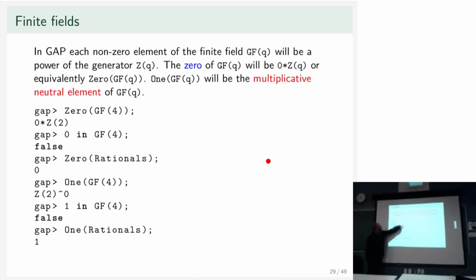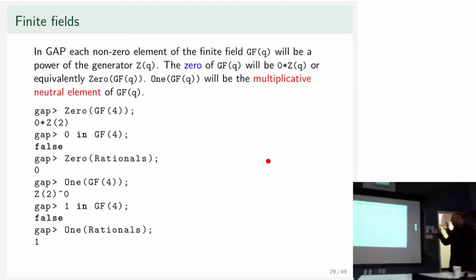Does 0 belong to GF4? Of course not. This is a rational number. This is not related to rational numbers. 0 of rationals is this. 1 of this is this. Is 1 here? Of course not. Right? 1 of the rationals is this. So these are different things, and GAP cannot mix them. Okay. I mean, it's not so bad. It's just that you need to know this in advance, otherwise you will make mistakes. Okay. Good.